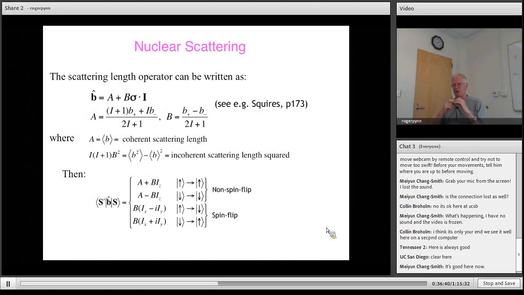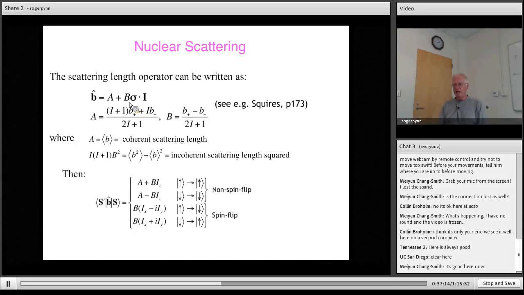So now we need to think a bit about what the nuclear scattering process is. The simplest way that we can write this scattering length operator here, which is dependent on the spin of both the nucleus and the spin of the neutron, is this linear form here, where you have a constant plus something which depends only on the relative orientations of the spin of the neutron and the spin of the nucleus.